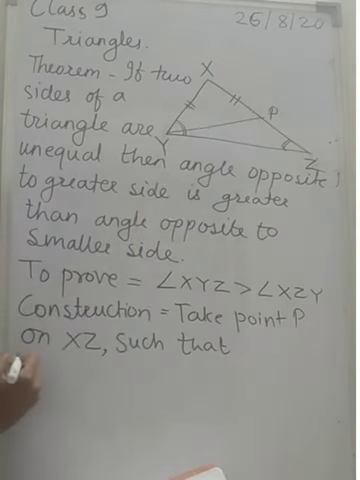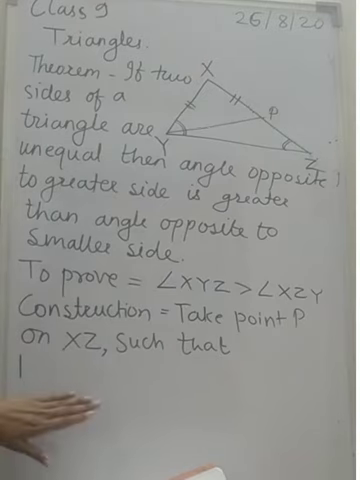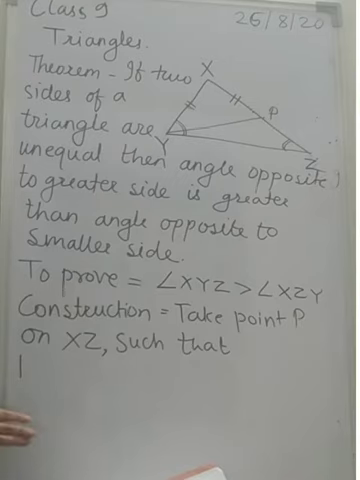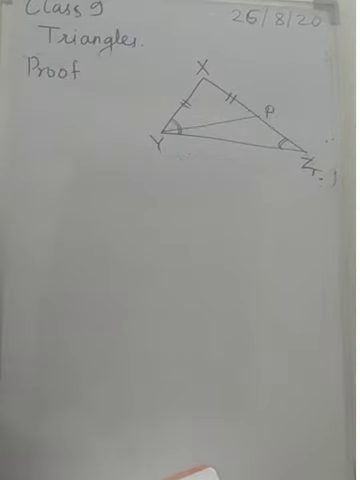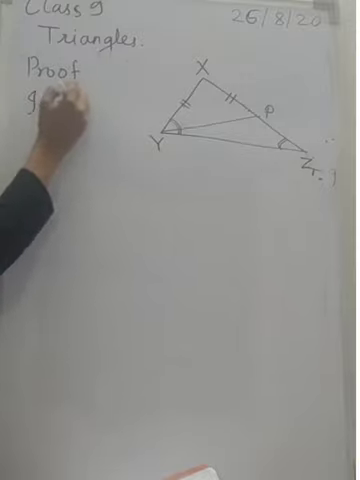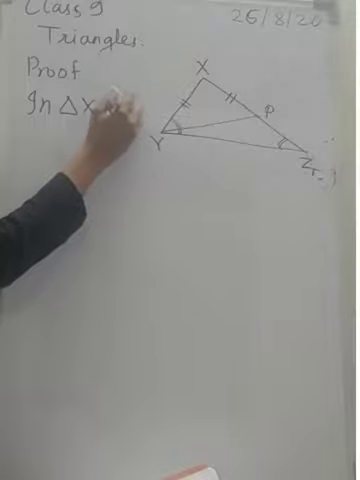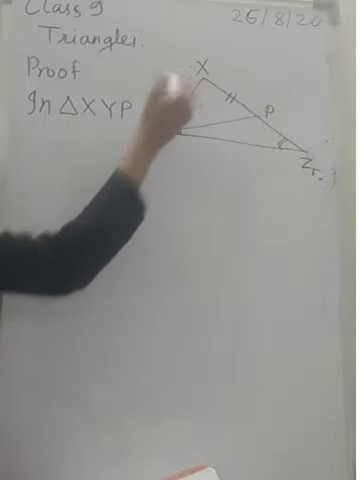So let's prove. Before proving this, I want you to write down whatever is there on the board. You can pause the video and write down, and then we'll move towards the proof. So we are going to start with our proof. First, we will talk about the triangle XYP. This smaller triangle we will talk about.